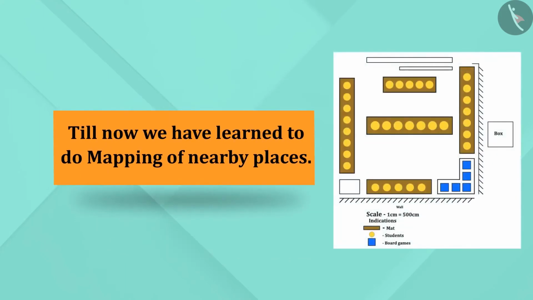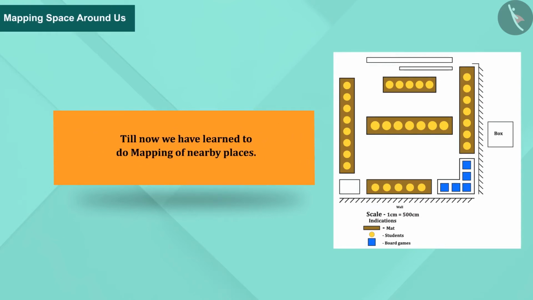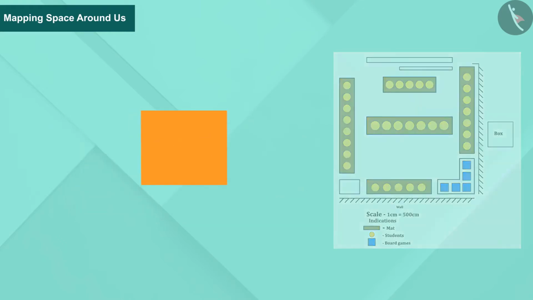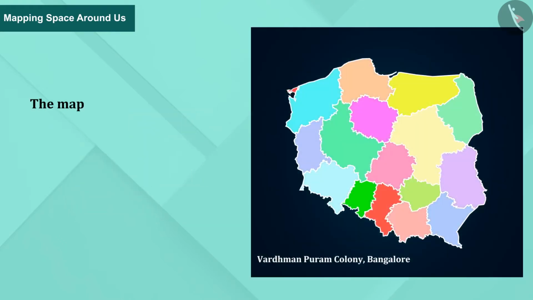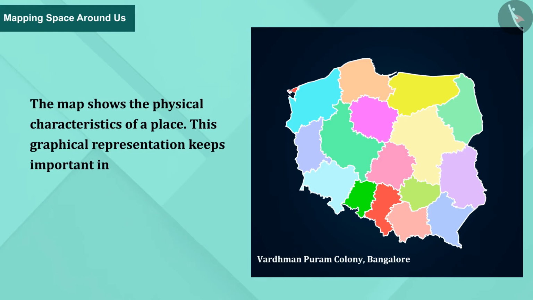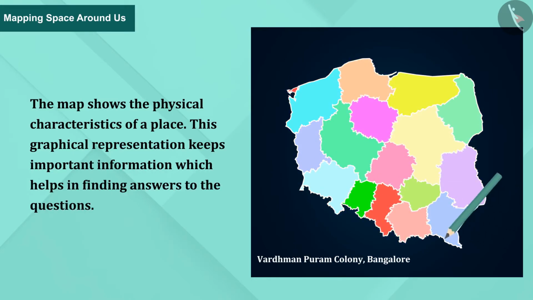In the previous video, we learned to map the places around us. Today, we will see some examples based on mapping. The map shows the physical characteristics of a place. This graphical representation keeps important information which helps in finding answers to the questions.